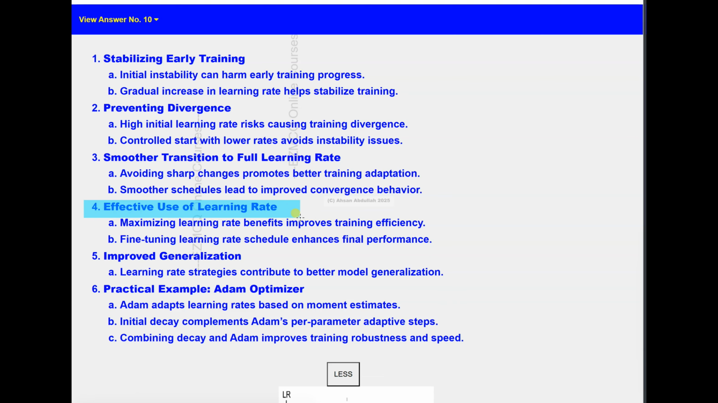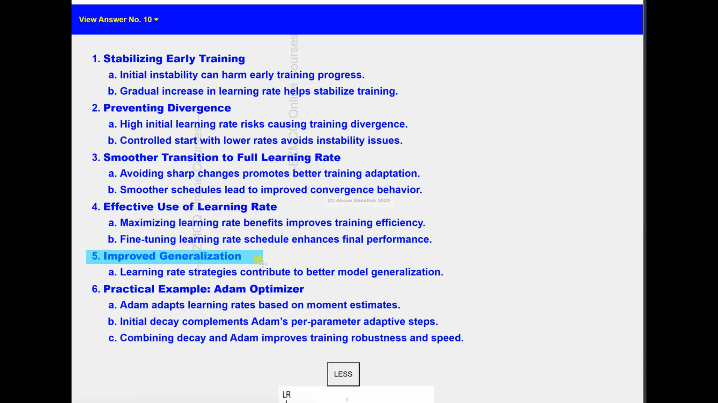Effective use of the learning rate. Now, when you gradually increase to a fixed learning rate, and then of course that stays steady, that maximizes its utility. How? By ensuring that this high learning rate is applied only when the model is ready. So this basically balances the initial caution with later efficiency. So using the learning rate where it can be the most beneficial. That's the objective.